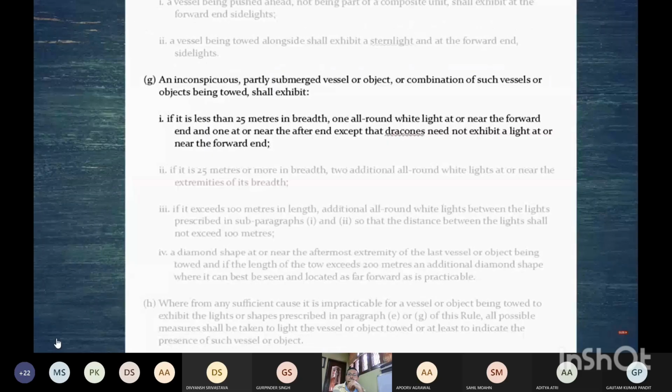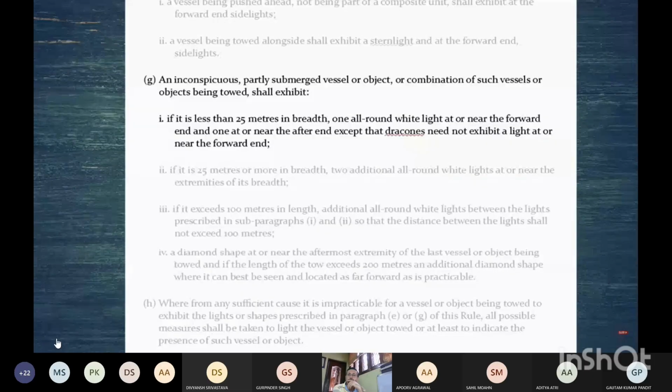The lights that these show depend both on their breadth and on their overall length. If you're less than 25 metres, you just need to put an all-round light at the forward end and at the after end. Unless you're a Dracone, in which case you don't need the forward light. And by Dracone we mean these kind of rubber bags filled with oil. I've never seen one myself, but if you have a Dracone you don't need that all-round one at the forward end.